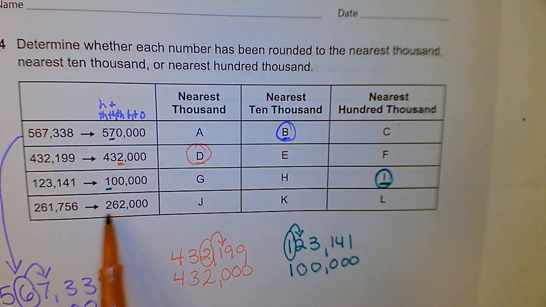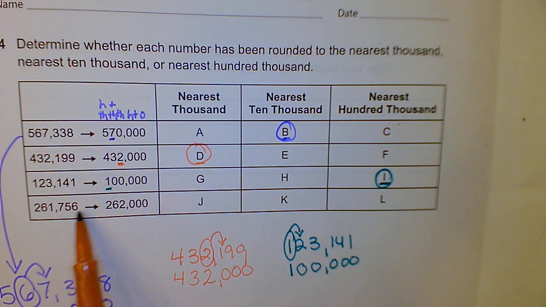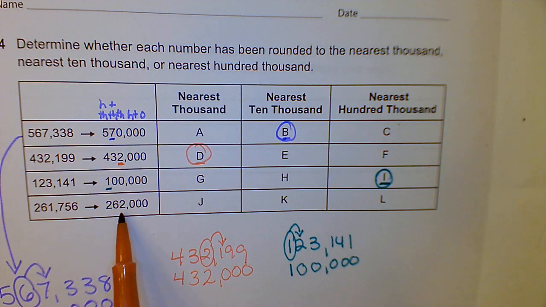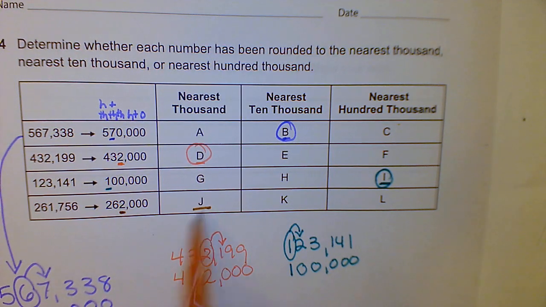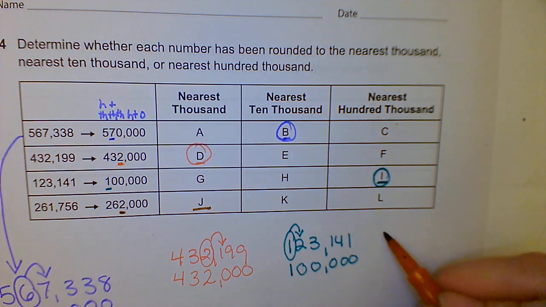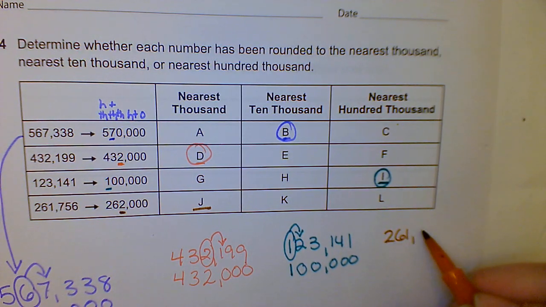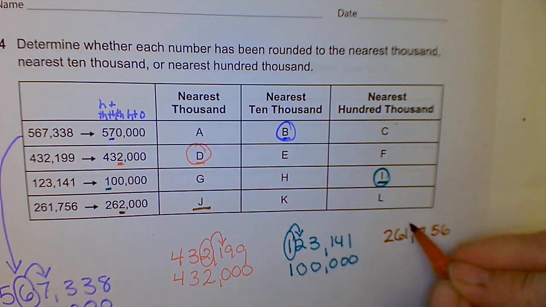All right, and the next one. So now let me take a look. 261,756 was rounded to 262,000. So my guess is that they rounded it to the nearest 1,000. So I'm going to put my line there. That's my guess. And I'm going to do it myself. So we're starting with 261,756. We're rounding to the nearest 1,000. We're going to try that.